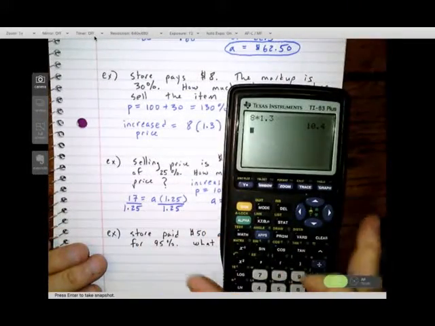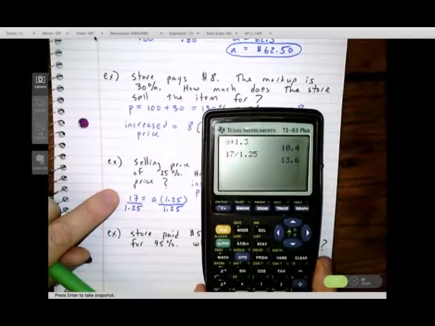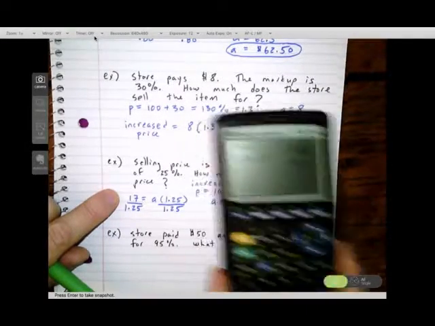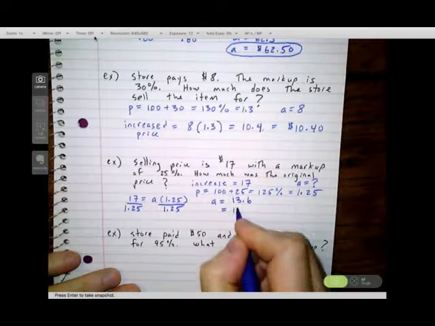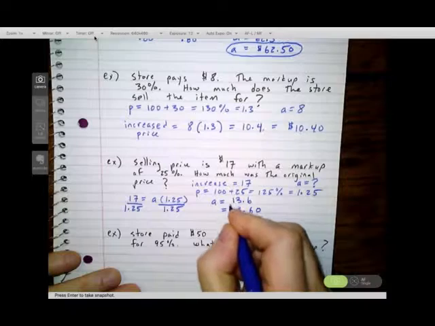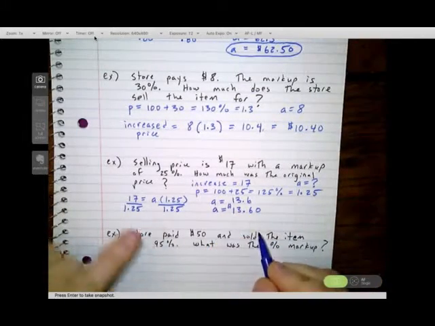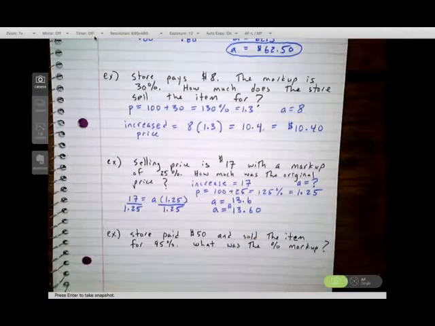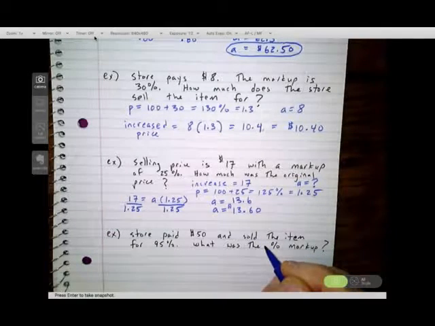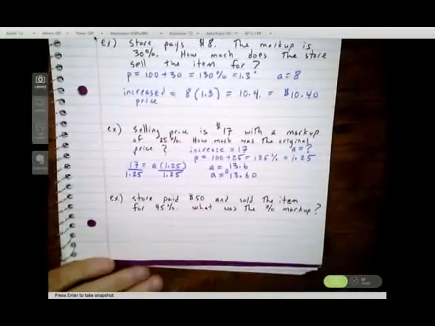17 divided by 1.25 equals 13.6. So that means our initial price was 13.6, which is $13.60. Which again makes sense. You don't want the initial price to be more than the selling price, or else you're not making any money as a store, you're losing money. So we're just going to plug in what we know and solve for the missing variable.